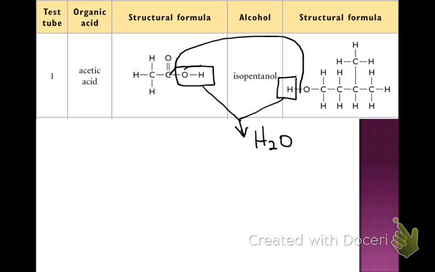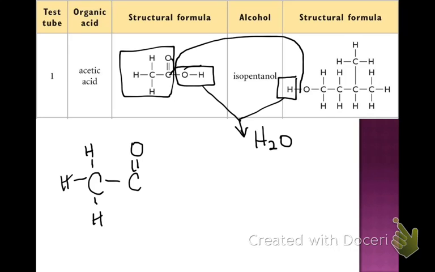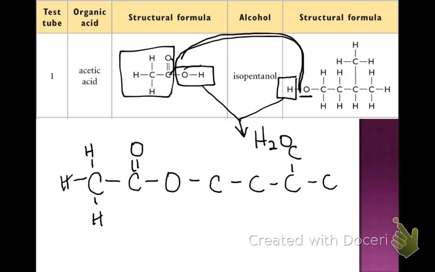So I'll show you what we will have here. We have the 3 hydrogens off the first carbon. The second carbon will have a double bonded oxygen to it. And then that's this part of the acetic acid. It'll combine over here to the isopentanol. So we start off with an oxygen, carbon, carbon, carbon, carbon, and then off of this one is another carbon.